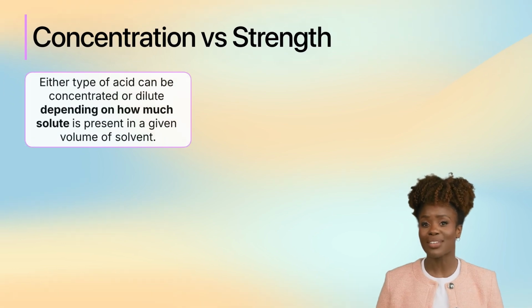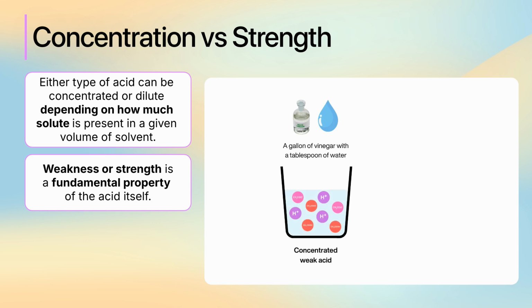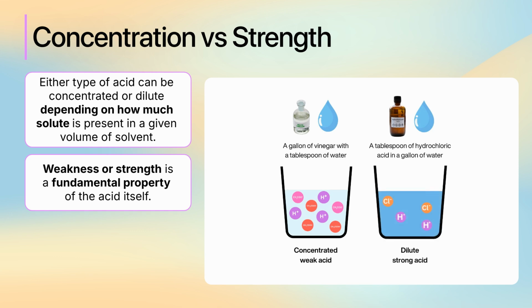However, either type of acid can be concentrated or dilute depending on how much solute is present in a given volume of solvent. Weakness or strength is a fundamental property of the acid itself. Even if you put a gallon of vinegar with a tablespoon of water, it will still be a weak acid, just a very concentrated weak acid. Conversely, if you place only a tablespoon of hydrochloric acid in a gallon of water, you would have a very dilute, but still strong acid.